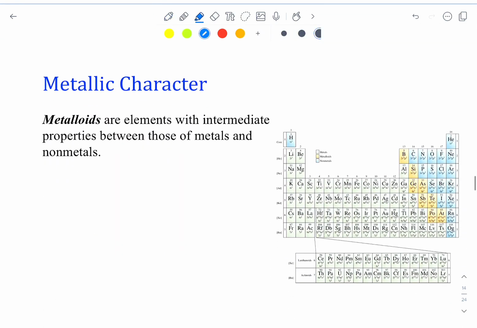Finally, we have the metalloids, which is everything in our little stair-step region here, everything labeled in orange. Those are our metalloids. And these are really intermediate. Their characters are kind of intermediate between both nonmetals and metals, so it kind of varies depending on what element you're talking about.